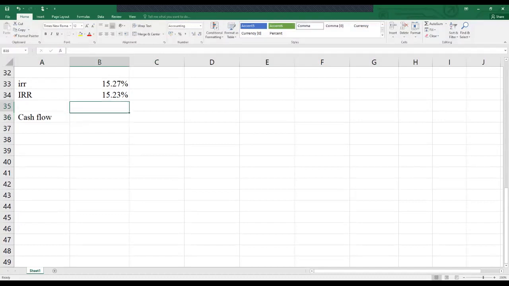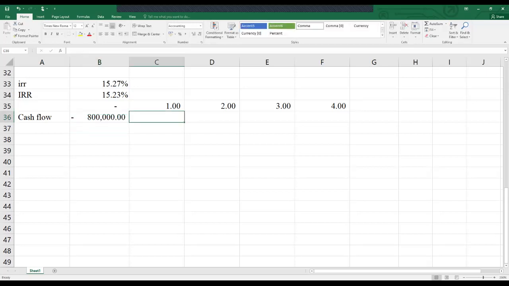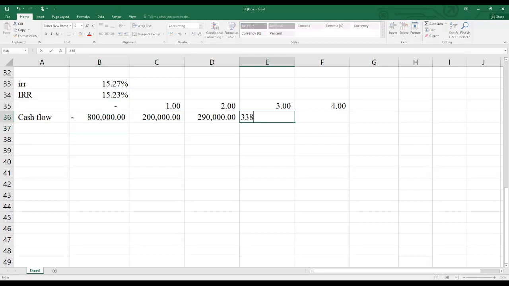Year zero, the total initial investment, 800. You begin with a negative, negative 800. Year one is positive 200. Year two, 290. Year three, 338. Year four, 310. Okay, so those are the cash flows.